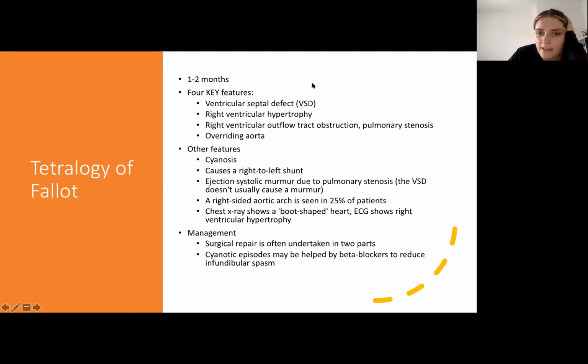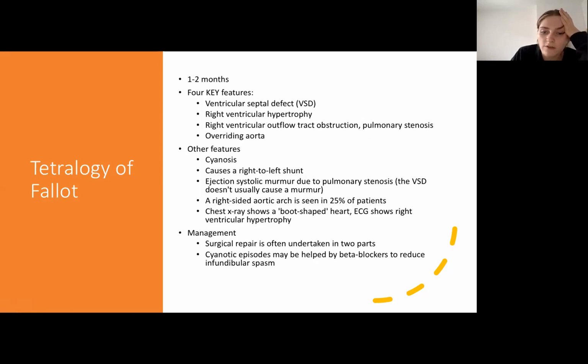The reason that these kids sometimes don't present for a little while is because the blood can still be oxygenated. At the start, when they're first born, their stenosis is such that there's still some blood getting oxygenated, so they're not going to be ridiculously unwell. They're going to have a left to right shunt at the start, and then it very quickly becomes a right to left.